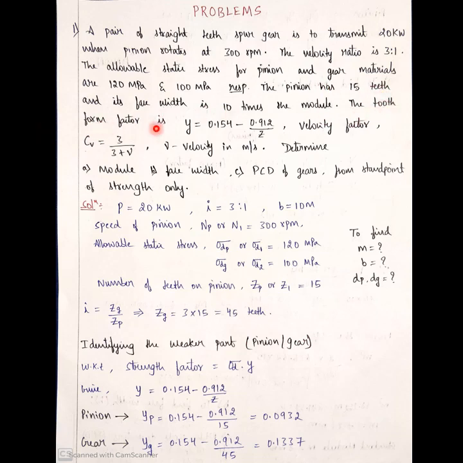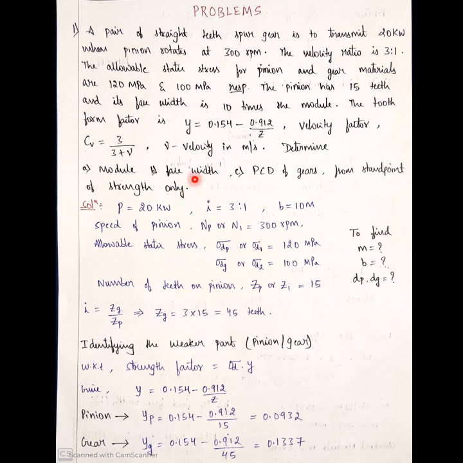Now the tooth form factor, that is y, is equal to this one. Okay, velocity factor Cv is equal to 3 by 3 plus V, where V is the velocity in meters per second. Now he is asking to determine module, face width, PCD of gears from the standpoint of strength only. Okay, let's see how to solve the problem.